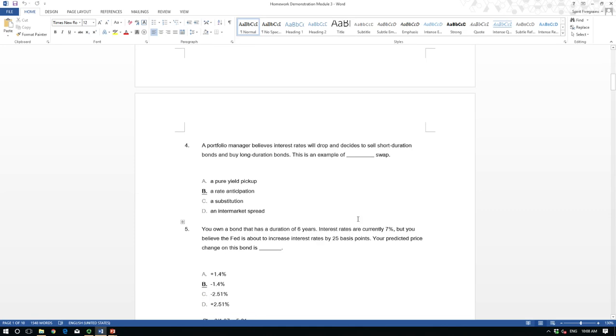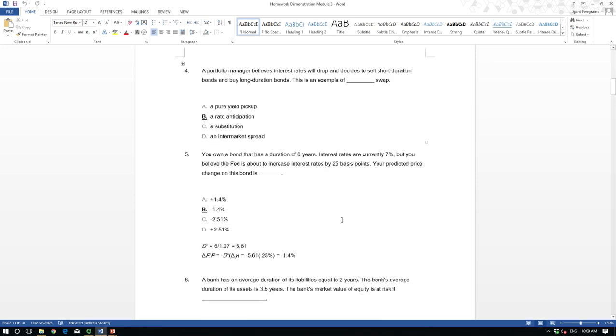For number 4, a portfolio manager believes interest rates will drop. Well, drop, that's good news. Bond price will increase. And decide to sell short duration bonds and buy long duration bonds. This is an example of what swap? What is swap? And here you believe, right? You forecast that interest rate will drop, therefore bond price will increase, and actually you want to maximize gain by having bonds that have higher duration, because bond price will increase more. So this is a very typical rate anticipation swap.